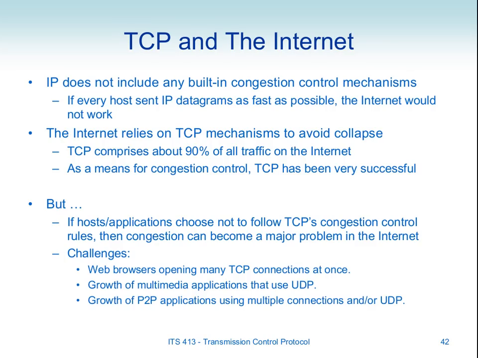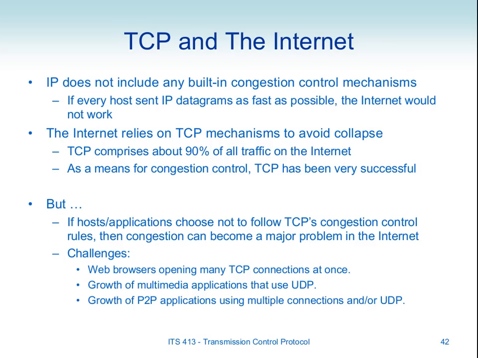IP does not have any congestion control built in. If we had no congestion control in TCP, then the internet would not work because everyone would send as fast as possible and there'd be congestion and too many packets dropped. So that's where the internet relies on TCP. And it works because most of the traffic in the internet is TCP traffic. So it's been very successful in providing congestion control on the internet.